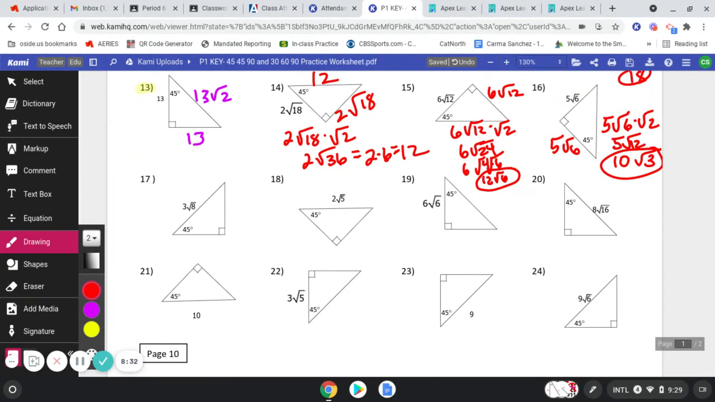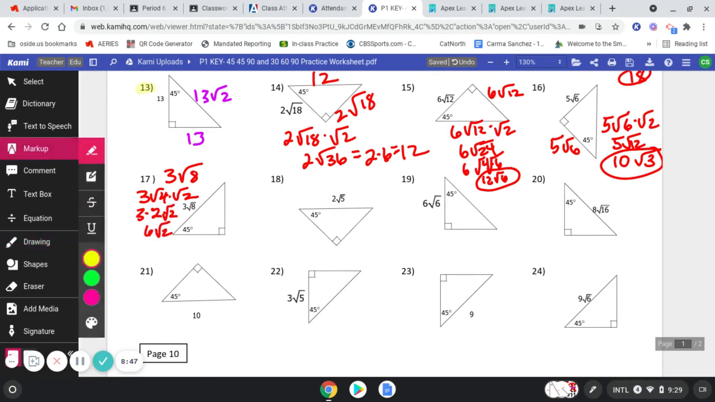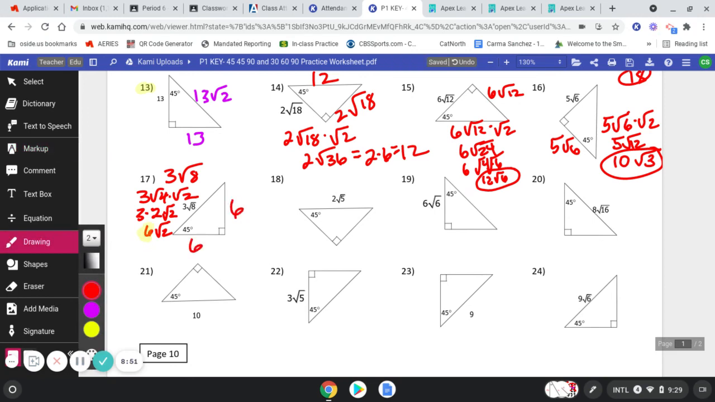Okay, here one gave me a 3 root 8. So if 3 root 8 can be broken down into root 4 and root 2, do you see how the square root of 4 is just 2? Or 6 root 2. So now that I've got it in a form with a root 2, I can see that my side length is just 6.